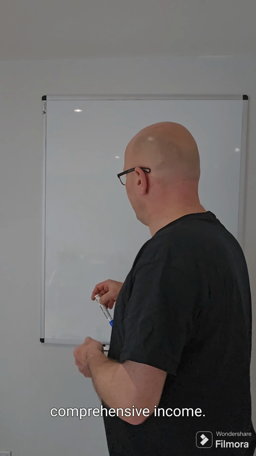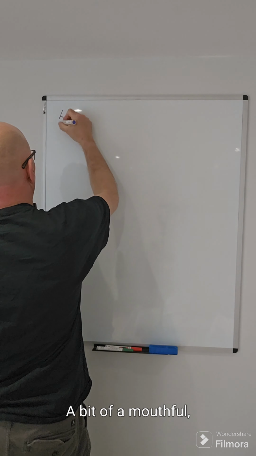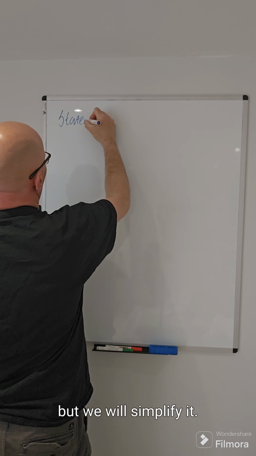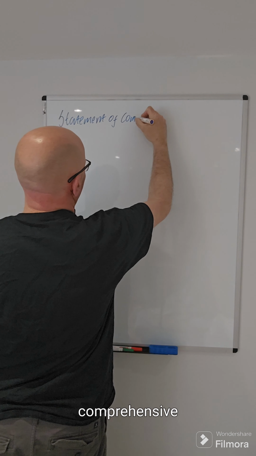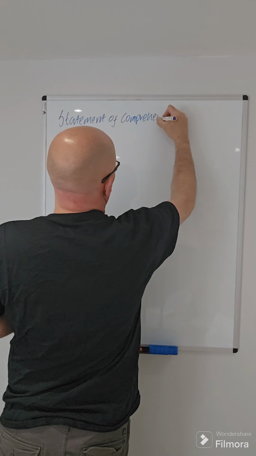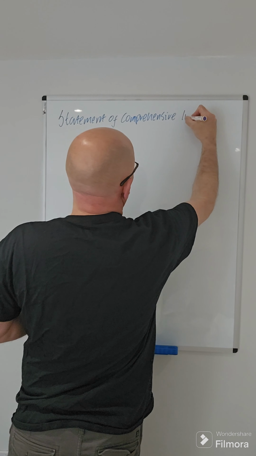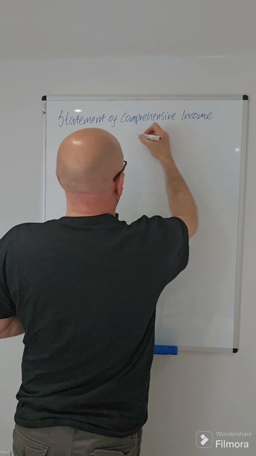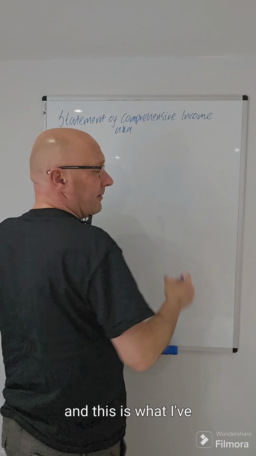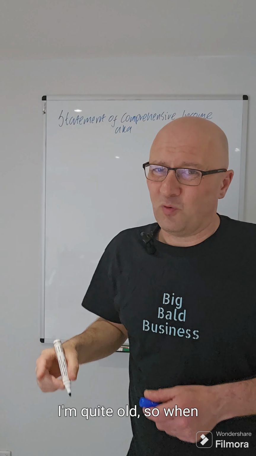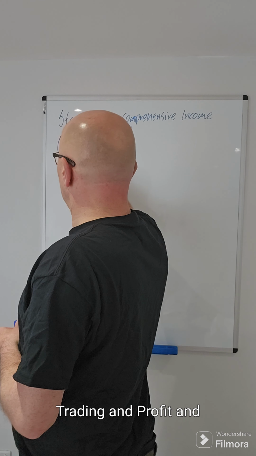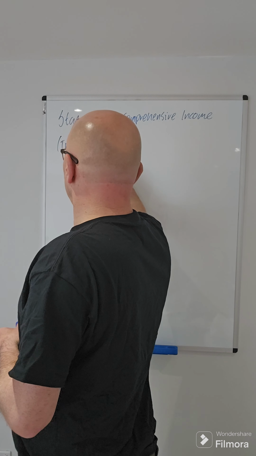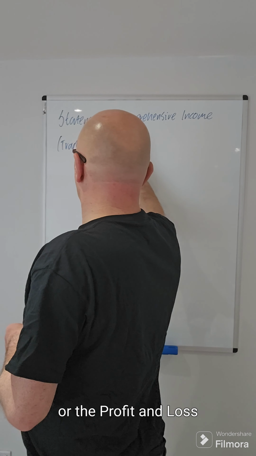Statement of comprehensive income. A bit of a mouthful, but we will simplify it. It's also known as, and this is what I've always been taught, I'm quite old, so when I was taught it, I was taught it was called the trading and profit and loss account, or the profit and loss account.